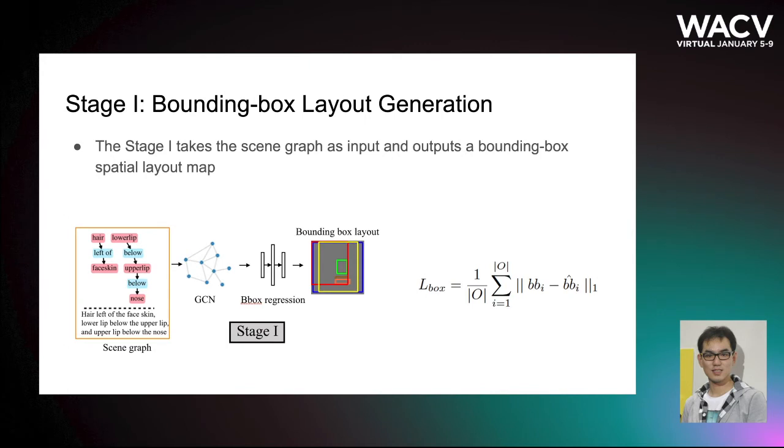The stage 1 takes a scene graph as input and outputs a bounding box spatial layout map. It consists of a GCN and a regression network, which are regularized by a bounding box loss that minimizes the coordinates difference between the predicted box and the ground truth bounding box. Given a graph with embeddings initialized at each node and edge, the GCN computes new embeddings for each node and edge through propagating information along edges of the graph. Then, the encoded object embeddings are fed into the regression network to predict the bounding box coordinates.